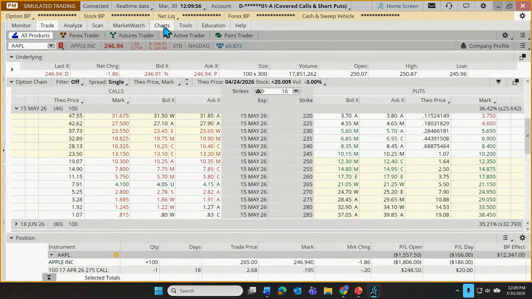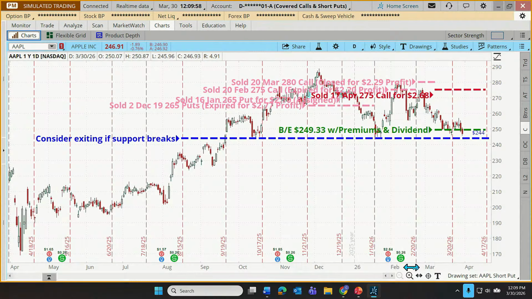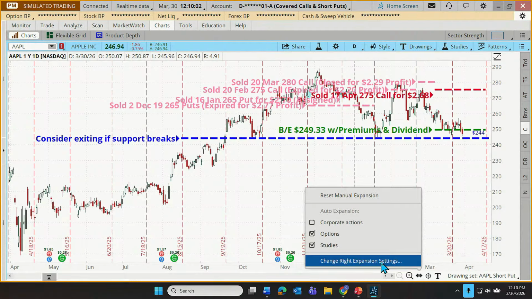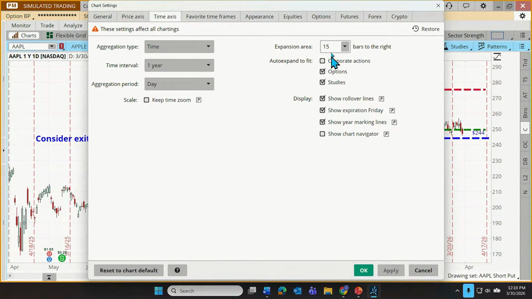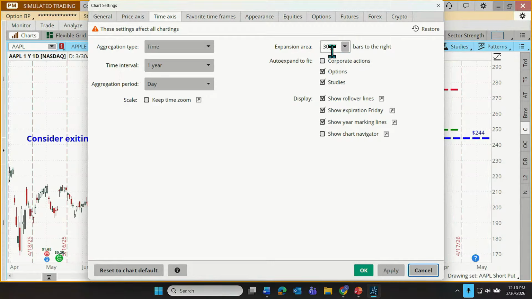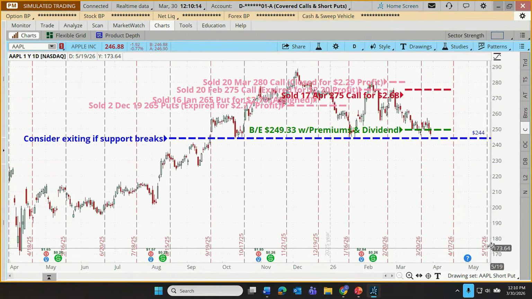So here's what that would be imposing on this trade. Let me extend my right expansion settings there. We're only seeing 15 bars out to the right. We're going to need to see more than that. Might take 30. Let's enter 30 here. Not even that is enough. Let's go for 35. There we go. There's the May expiration.